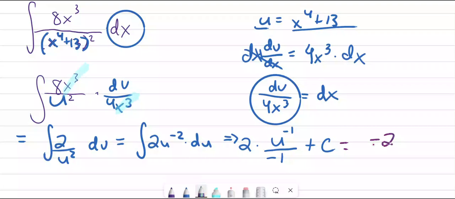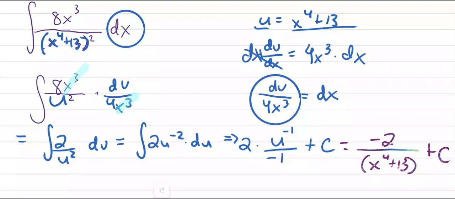So negative 2. This whole thing's to the negative 1, which means it's in the denominator. So if you want to put it x to the 4th plus 13 to the 1st, you don't even have to write to the 1st if you don't want to, plus c. So put our choice back for u in there. There's our final answer. And if you want to check, you can take the derivative of that using chain rule. You'll end up back where we started.